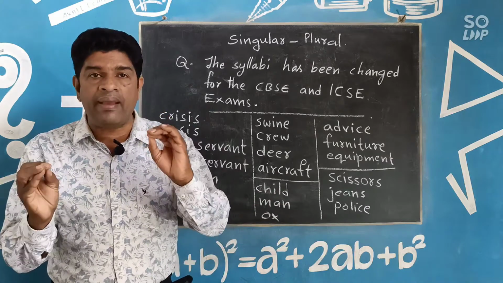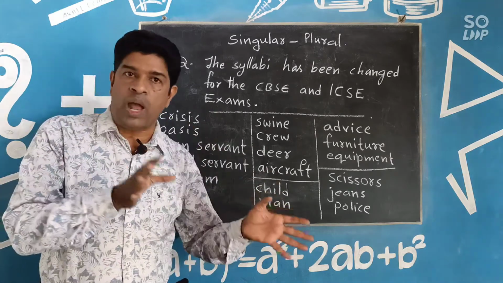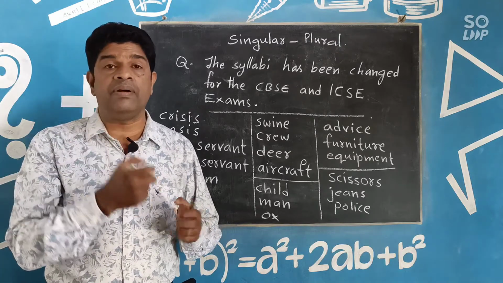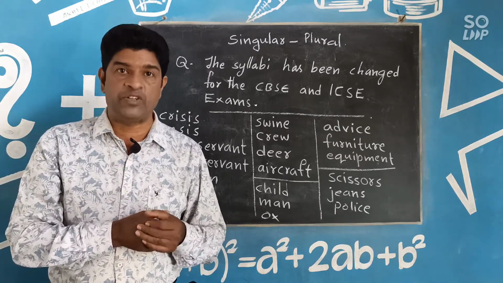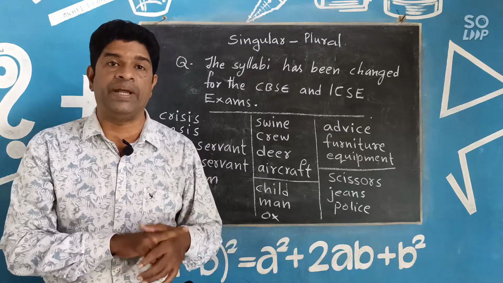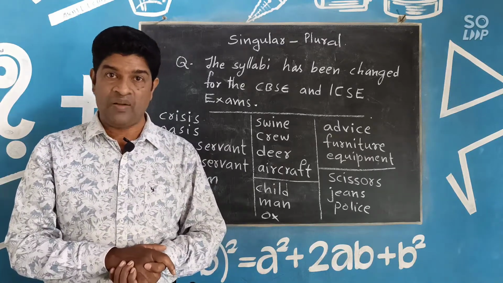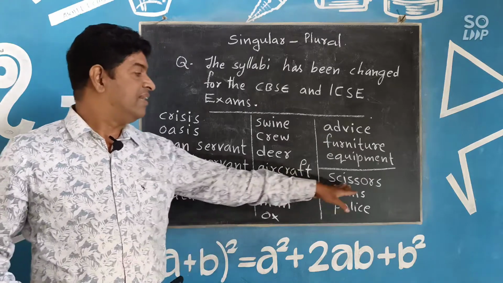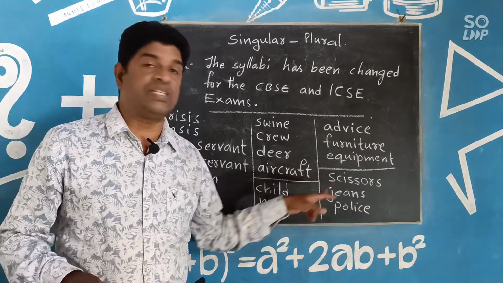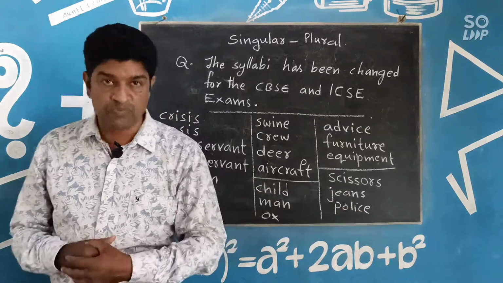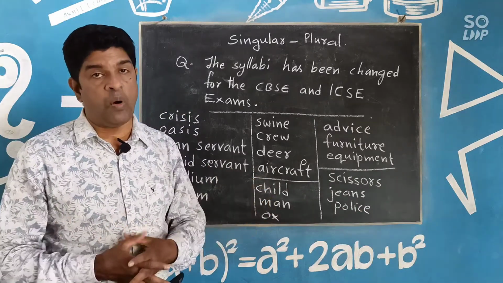Some nouns are always plural. If you want to make them singular, you have to add a collective word that shows the collective form of a word. A pair of scissors you can use. Thus you can make scissors singular: a pair of scissors, a pair of jeans, a battalion of police. You can make them singular form.